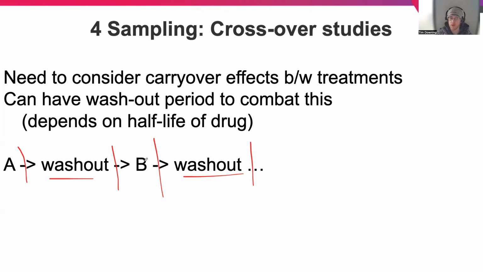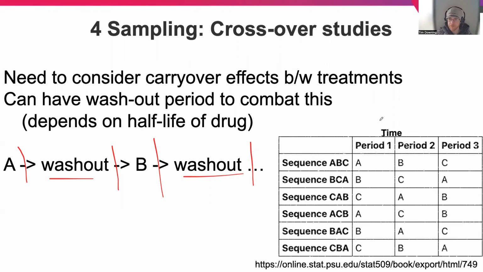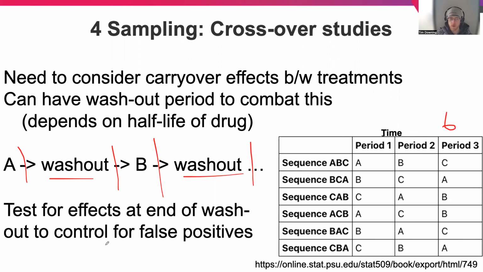Does it have no effect? Same for B and C and so on. So in many senses, we're actually dealing with 6 discrete time periods here. This will help us control for false positives. We can think about further design.